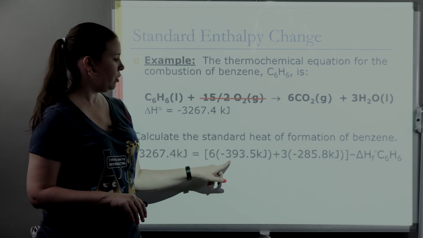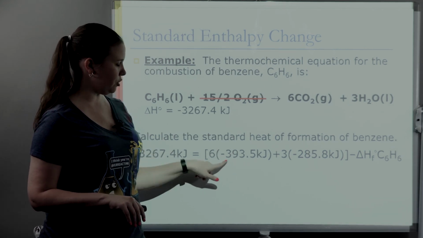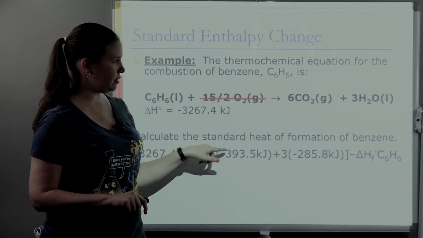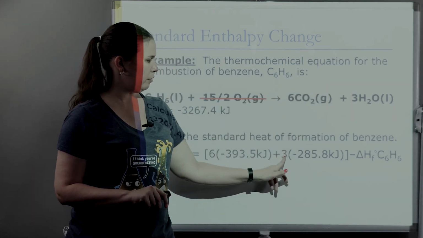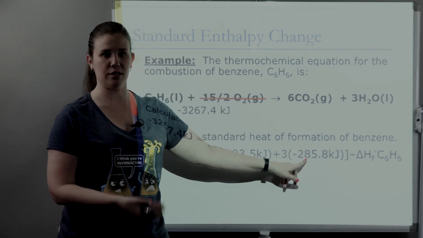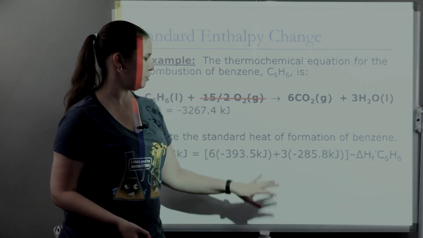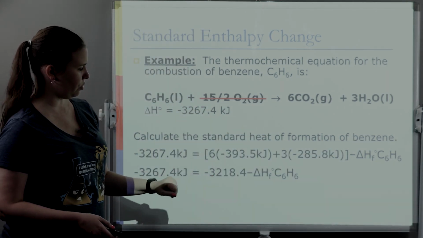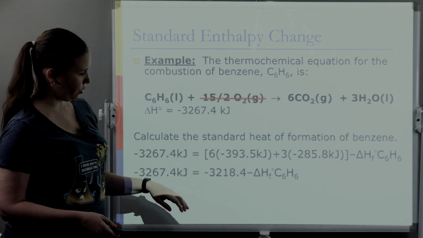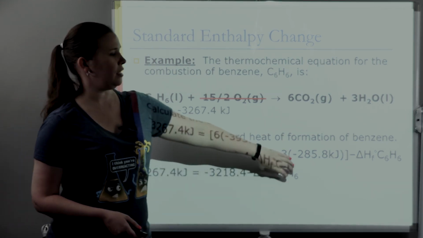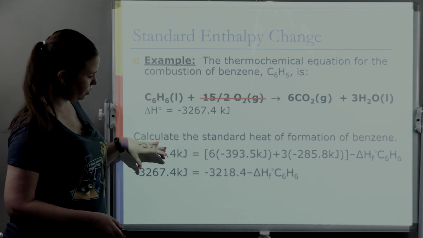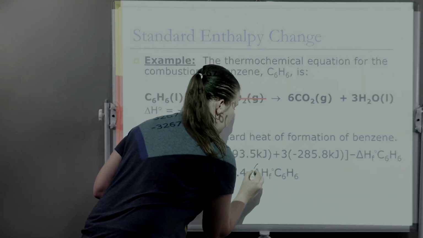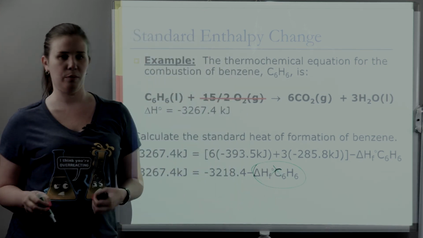So off of that table, the carbon dioxide's heat of formation would be negative 393.5 kilojoules. So that times 6, in addition to my water, 3 times the heat of formation of the water, which is this negative 285.8 kilojoules. Find that total amount, and we get negative 3,218.4 kilojoules. I want to subtract the heat of formation of the benzene and set that equal to the given heat of the reaction. So basically, this whole big crazy thing here is my unknown, or my X.